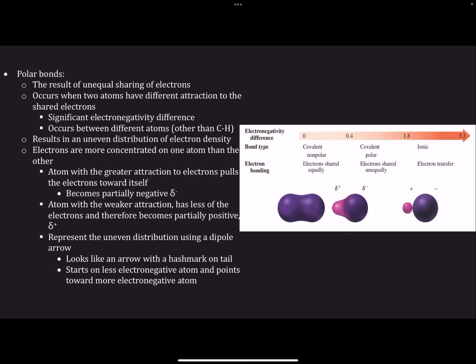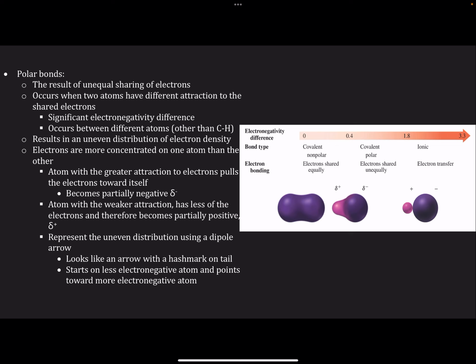Generally, not always, but generally this occurs between different atoms other than carbon and hydrogen. So we're going to keep this simple for right now. We're going to consider carbon and hydrogen our exception, and we can assume for the compounds we'll encounter that everything else is going to be polar. Now, this uneven sharing of electrons results in an uneven distribution of the electron density.